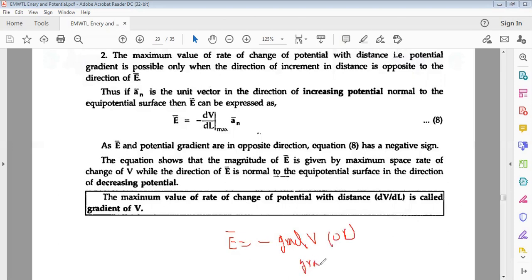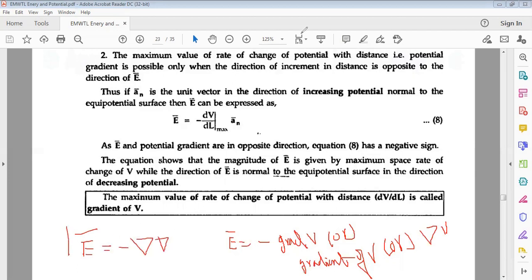Gradient of V, or del V. Del V means E bar is equal to minus del V. It's the gradient of V. E bar is equal to minus del V.